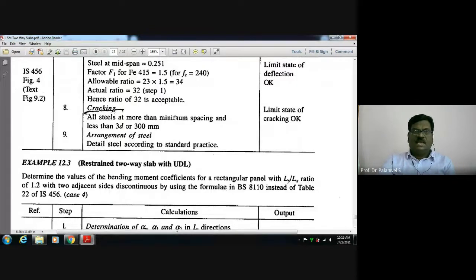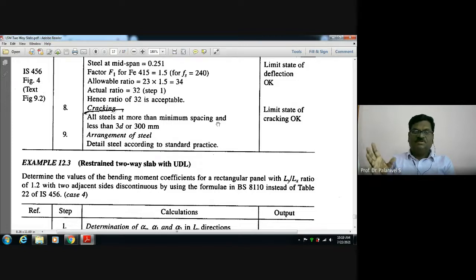Next, cracking. What is that? The minimum percentage of reinforcement should have been provided. That you have provided. How much? 0.12% of the gross area of the slab. That we have provided, no doubt, more than 0.12% of gross area. One requirement is over. What is the next requirement from the limiting cracking point of view? The spacing should not exceed 3d or 300 mm, whichever is less. So 300 mm is going to be less. So the spacing provided is okay.